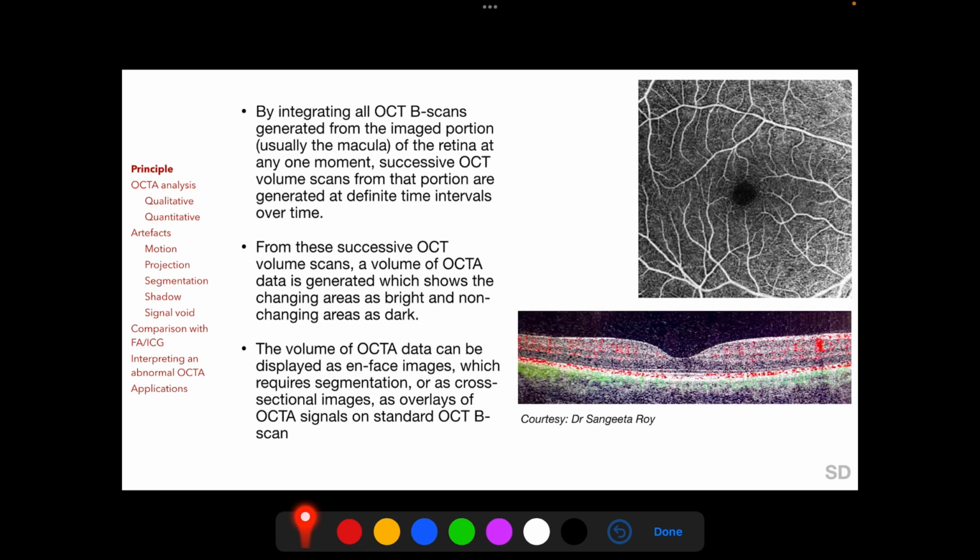And the OCTA data then can be displayed as in-phase images, with which we are more familiar, as shown in this photograph, and which require segmentation of the data, as we will discuss next, or as cross-sectional images, as shown here in this photograph, as overlays of OCTA signals as red dots on a standard OCT B-scan.